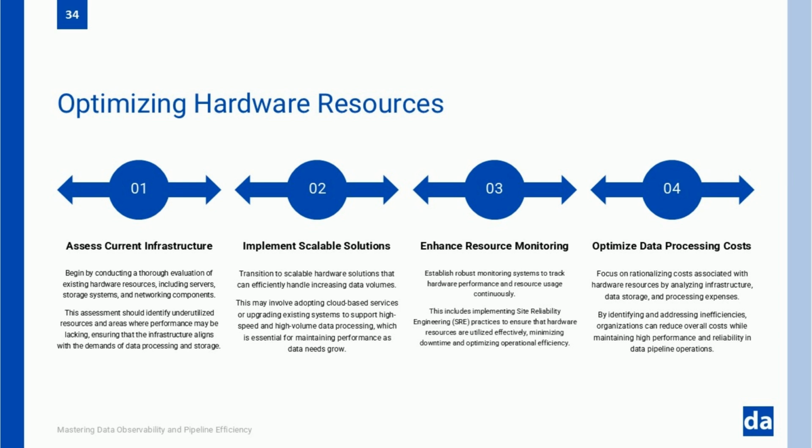Here's where the magic starts. You need to take stock of what you have. I call this the hardware reality check. Are your servers underused, or is your network gasping for air during peak hours? This is about finding inefficiencies and plugging the leaks. Quick tip. A simple audit can often save more money than the shiniest new tool.